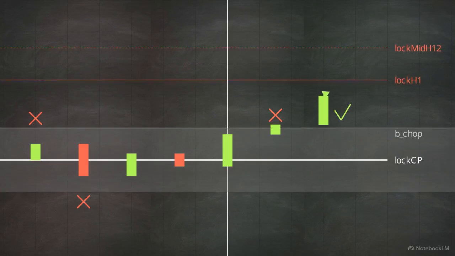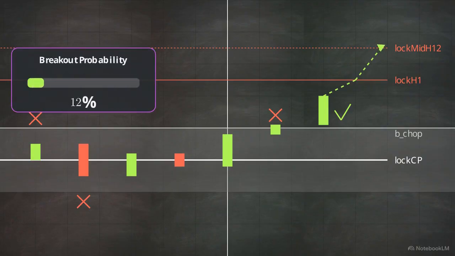The moment the plane clears the fog, you map the immediate upside target trajectory, striking the H1 ceiling and hunting the lock mid H12 acceleration checkpoint. Waiting for the strict gray box escape criteria removes emotional guesswork from low-volume market chop, replacing hope with mechanical probability.